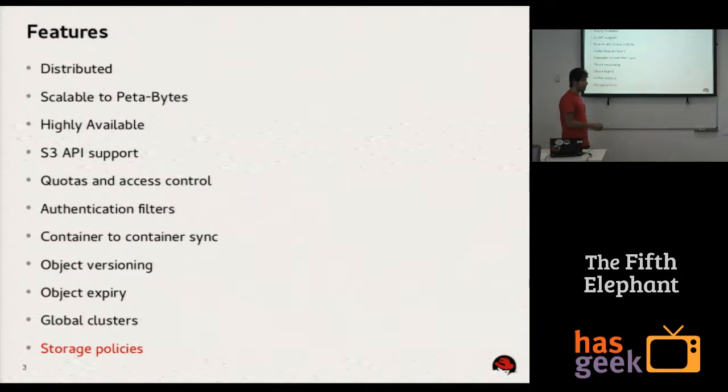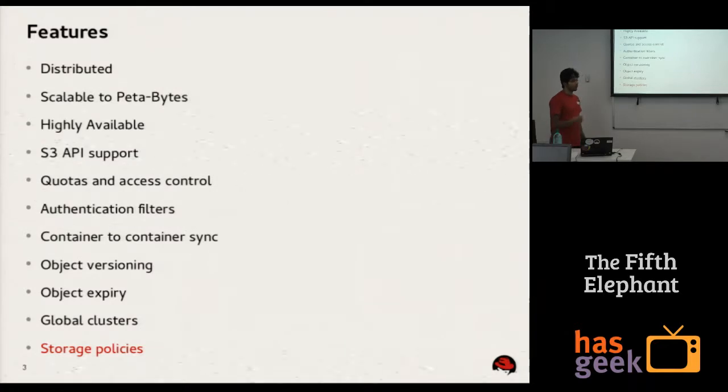What that means is, let's say you have a global cluster, one in Bangalore, another in Paris. Clients that are closer to Bangalore, their writes or reads would be served from the closest location. And the last feature, which is the most recent and the most important one, is storage policies. What that allows you to do is give flexibility in terms of where your data gets stored.